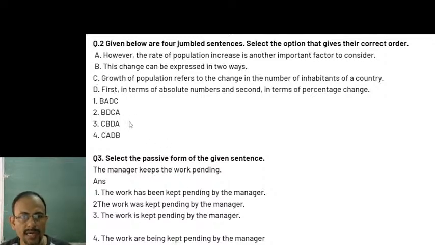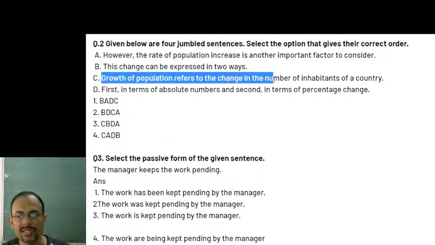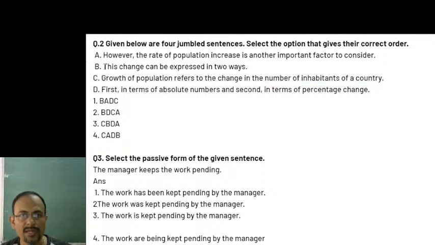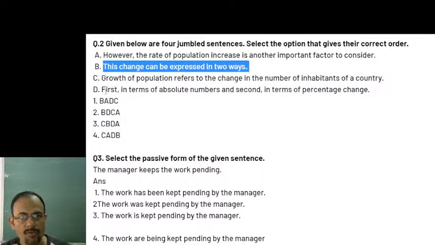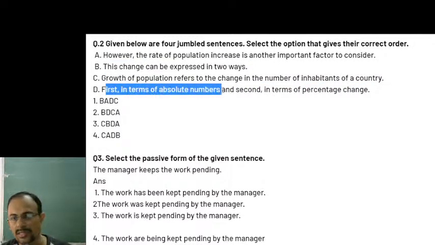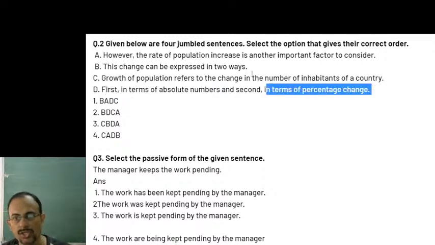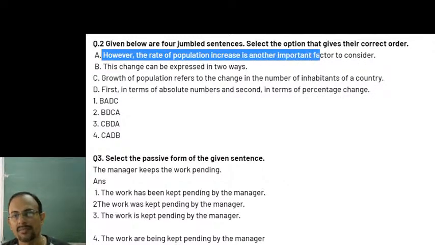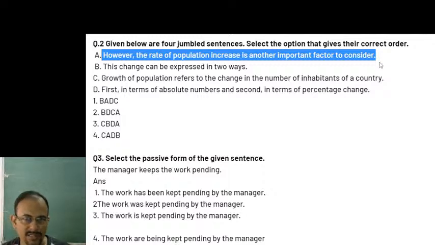So those who said in favor of CBDA are correct. First, growth of population refers to the change in the number of inhabitants of a country. This can be expressed in two ways. First, in terms of absolute numbers, and second, in terms of percentage change. And then, however, the rate of population increase is another important factor to consider, right?